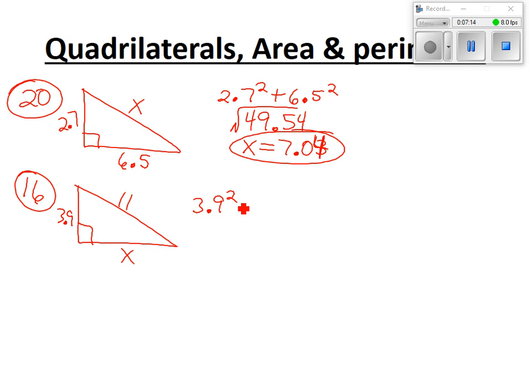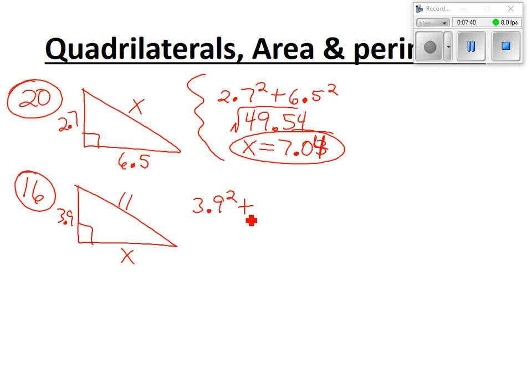Be careful, just set it up. This is where you guys get yourselves in trouble. You were doing this one and you were not actually setting it up every time. That's fine, but when you get to something that's not exactly like this, then you get lost. So you should set it up the way we were setting it up at the beginning. So it's 3.9 squared plus what? 11 squared.